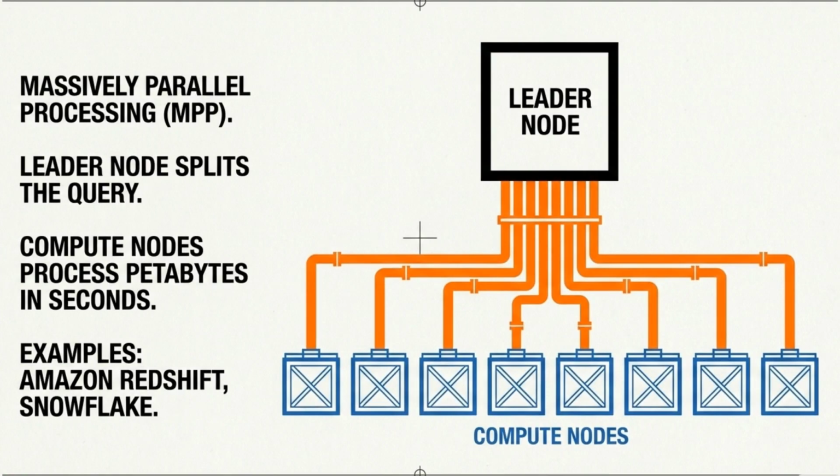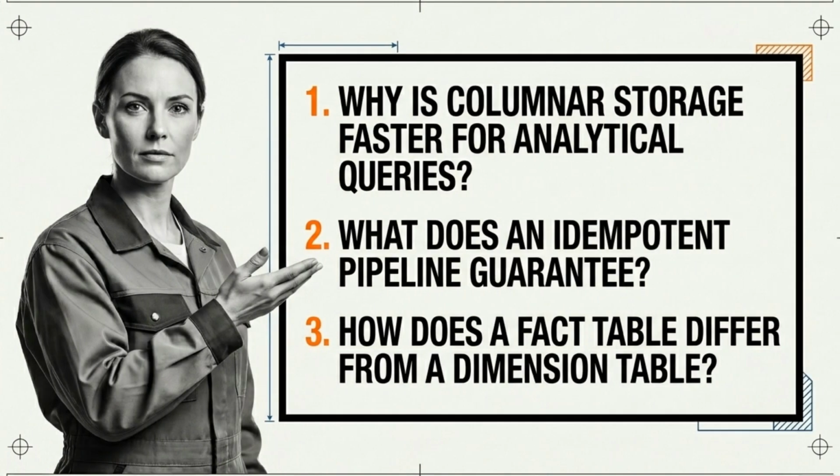Massively parallel processing, or MPP, allows a leader node to split queries across many compute nodes. This enables systems like Amazon Redshift or Snowflake to process petabytes of data in seconds. Take a moment to review these key concepts: the advantages of columnar storage, the importance of idempotency in pipelines, and the structural differences between fact and dimension tables.